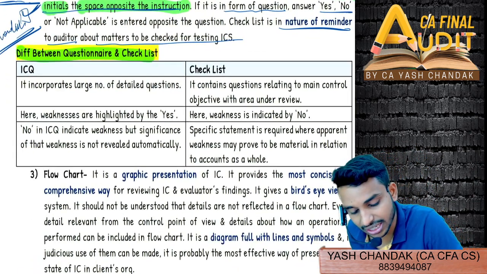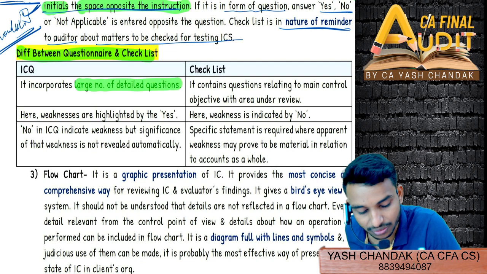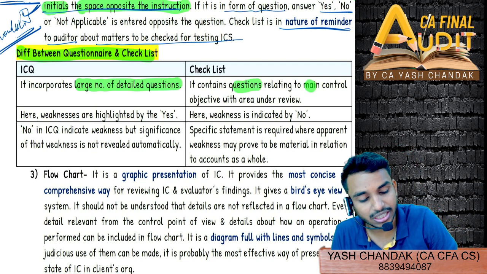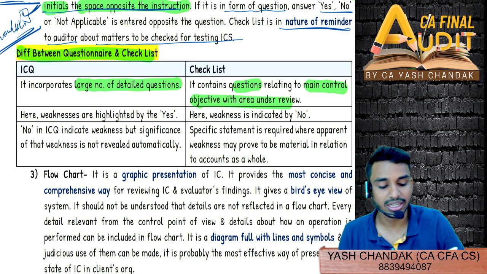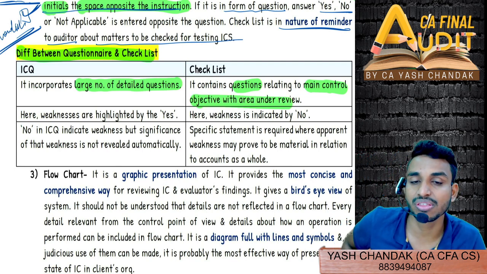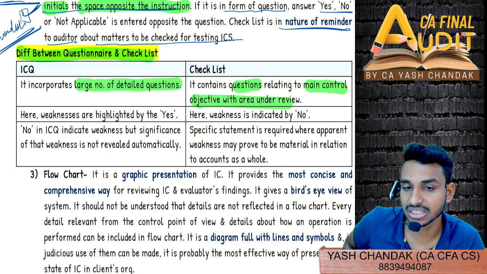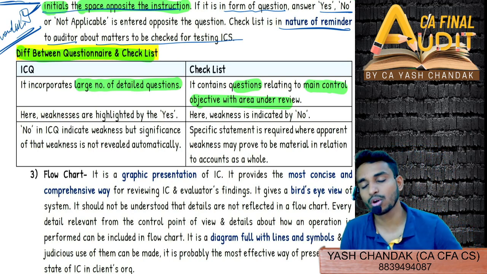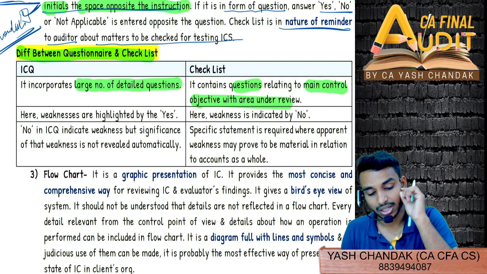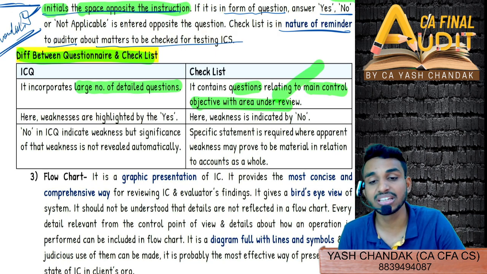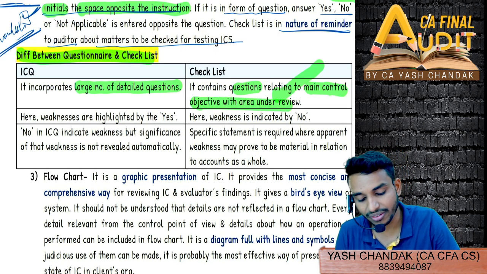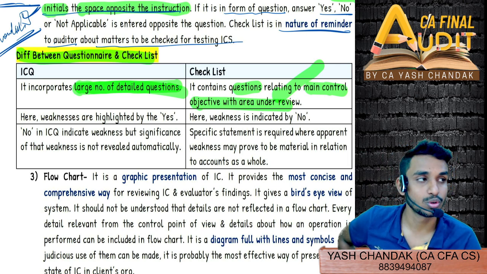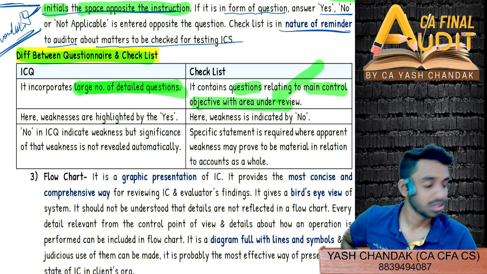In the ICQ, you will see that it generally incorporates a large number of detailed questions. However, the checklist contains questions relating to main controls only. That is, important objectives, important areas, important controls. Those are only covered in the checklist, because here the auditor has to work now. How much work will he do? He already has to start with the audit. So not much detail can be found in the checklist. However, in the questionnaire the detailing is there. All sorts of detailing, questions, answers, everything is there.